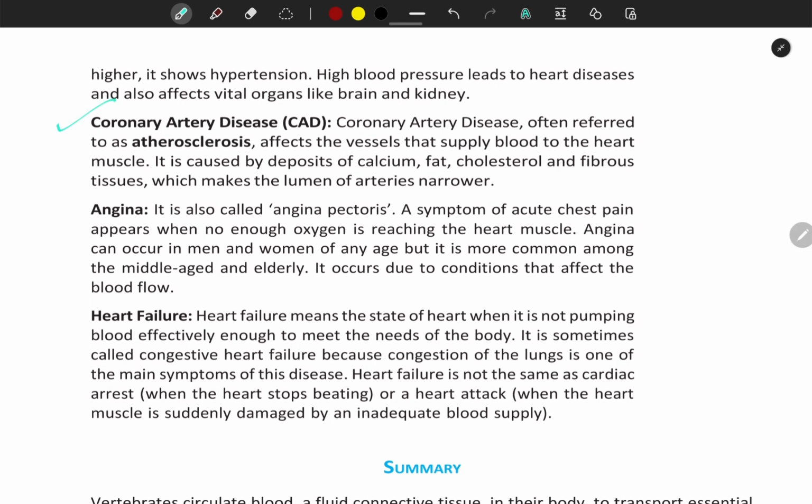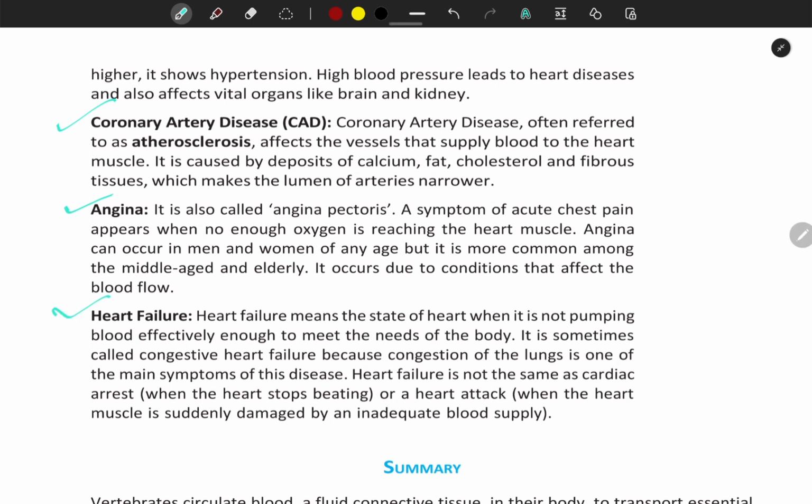Coronary artery disease, that is CAD. Coronary artery disease, often referred to as atherosclerosis, affects the vessels that supply blood to the heart muscle. It is caused by deposits of calcium, fat, cholesterol and fibrous tissues, which makes the lumen of arteries narrower. Angina. It is also called angina pectoris. A symptom of acute chest pain appears when not enough oxygen is reaching the heart muscle. Angina can occur in men and women of any age, but it is more common among the middle-aged and elderly. It occurs due to conditions that affect the blood flow.